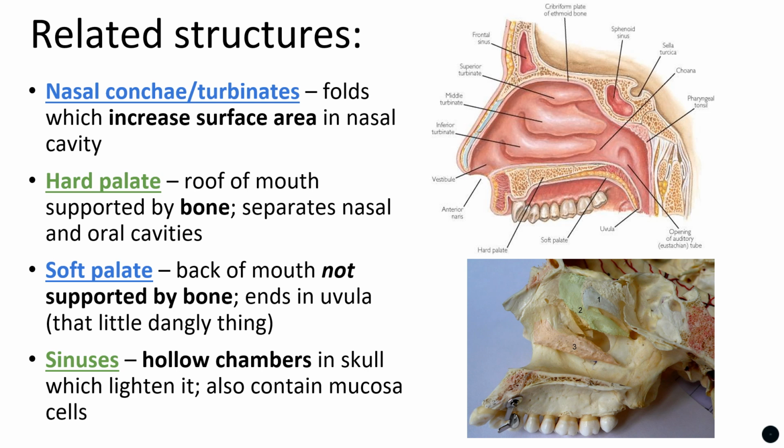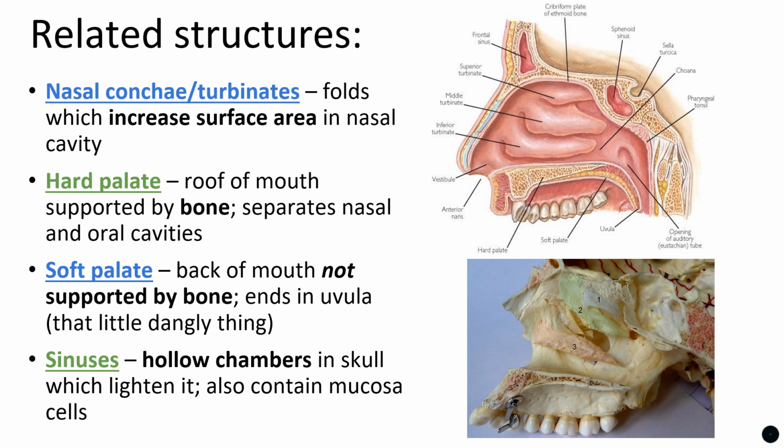We're going to have a few related structures to this area that your book is going to talk about. We have nasal folds, which are going to increase the surface area in the nasal cavity to help pull more of that gas in. We're going to have the hard palate. That's going to be the roof of the mouth. It's going to be supported by bone, and it's going to separate the nasal and the oral cavities. We will also have the soft palate. This is going to be at the back of the mouth. It is not going to be supported by bone, and it ends in the uvula, which is the little dangly thing that you see in the back of your throat.